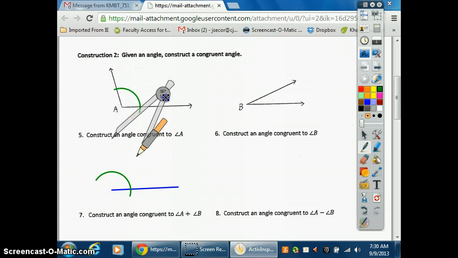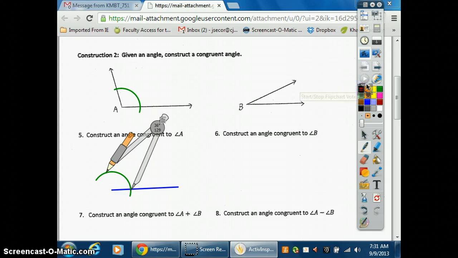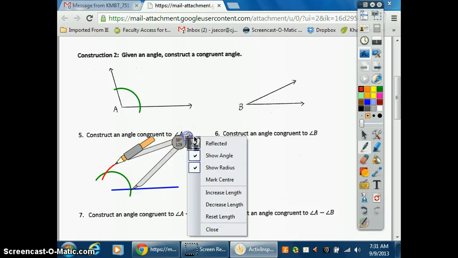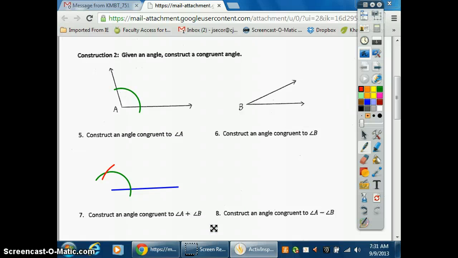So I'm going to come down here. Put my point here. And then trace my arc. I'll change a color so you can see a little better. That intersection right there is where I want to draw my line.